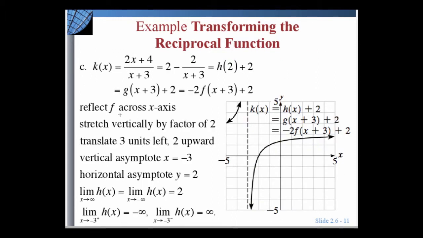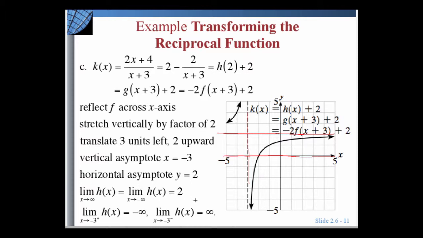C, which is k of x, you can see how k is developed from f. We can trace it back to f. Negative 2 times f at x plus 3, add 2 to it. So we're still reflecting f across the x-axis. We're still stretching vertically by a factor of 2. We're translating 3 units left, but now we're also going to translate 2 units up. So the vertical asymptote is here. Now the horizontal asymptote was the x-axis. Now it is y equals 2, because we've translated everything upward, so the asymptote gets translated 2 units upward as well.